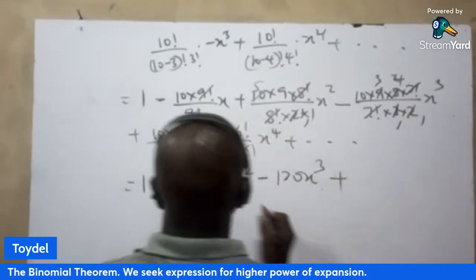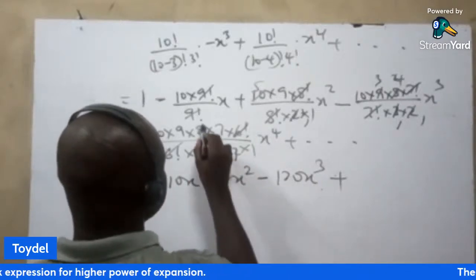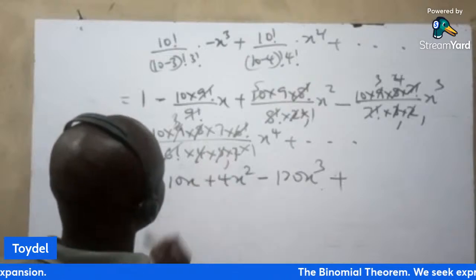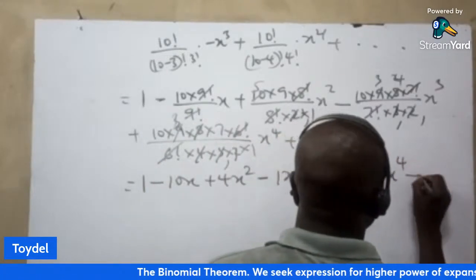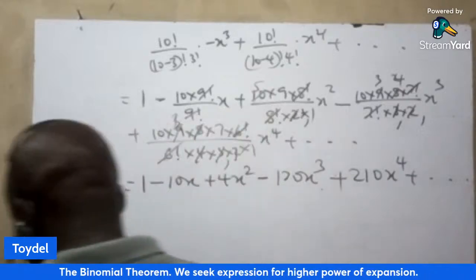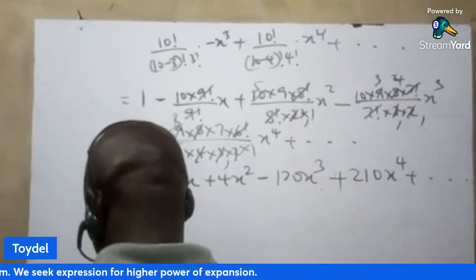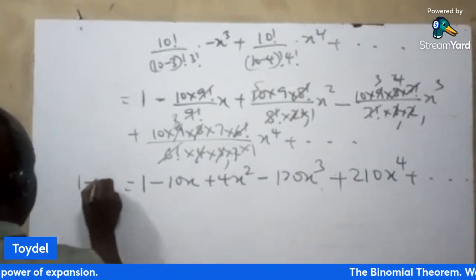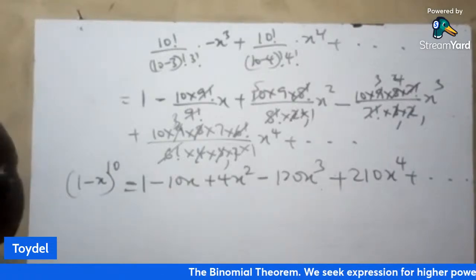Then plus, lastly, 6 factorial, we cancel this. Then 4 times 2 is 8, you cancel this. 3 here 1, 3 here 3. 3 times 7, 21. 21 times 10, that's plus 210x raised to power 4, plus dot dot dot. From the question, we are asked to truncate, to find the expansion of the first 5 terms, and that's what we have gotten. So that simply means that 1 minus x all raised to power 10 is equal to what we have on the board. That's the expansion.